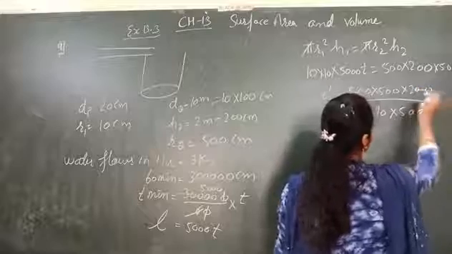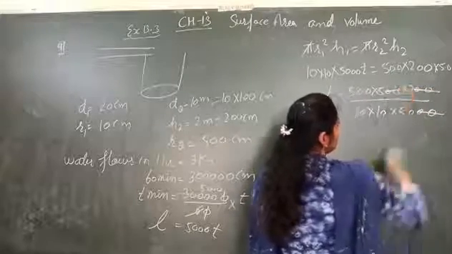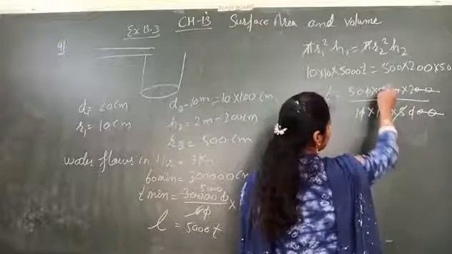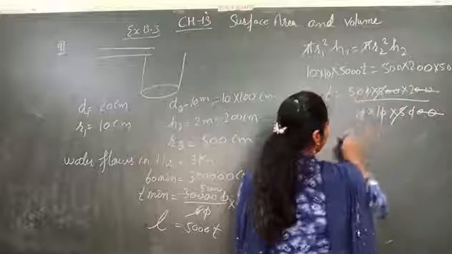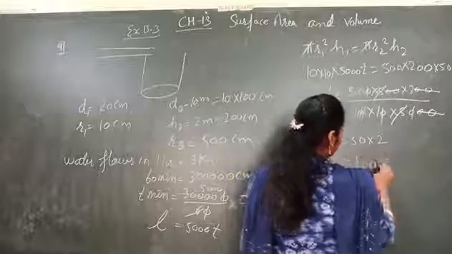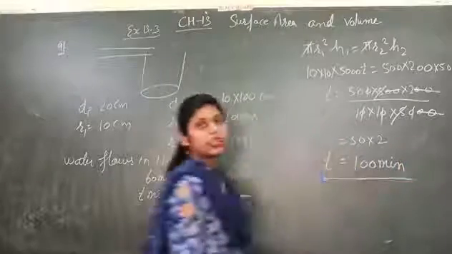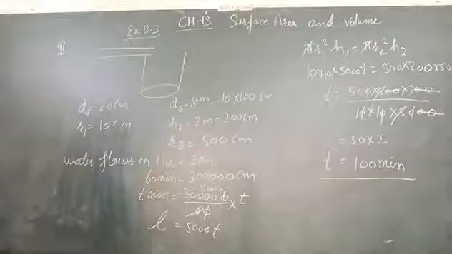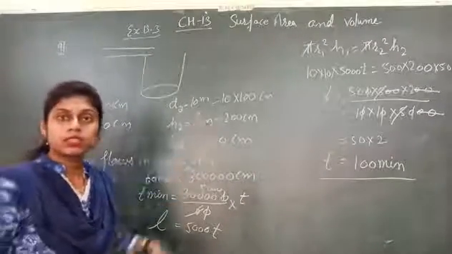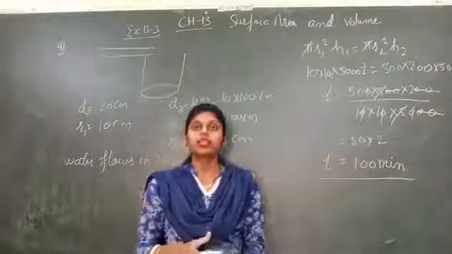So these 2 zeros will be cancelled with these 2 zeros, 1 here, 1 from here. This 5 is also cancelled. So we get 50 into 2, or we can say 100 minutes. So this is your time. In 100 minutes, this cylinder will be filled up to these dimensions. Clear? So this is your complete exercise 13.3. Thank you so much.